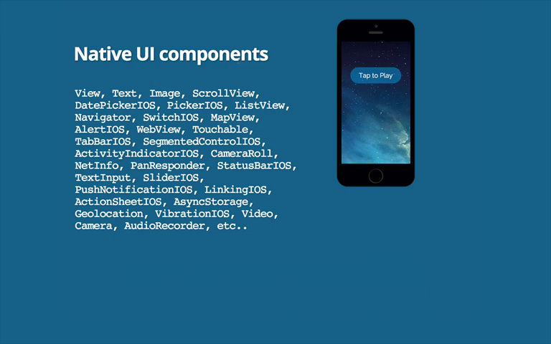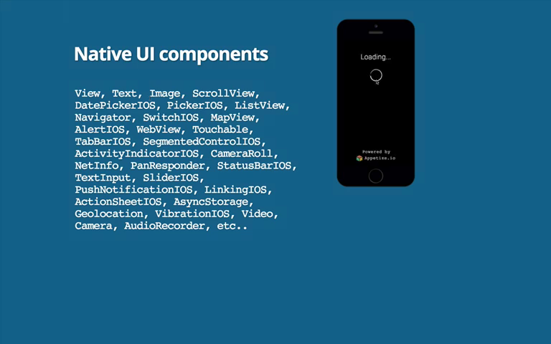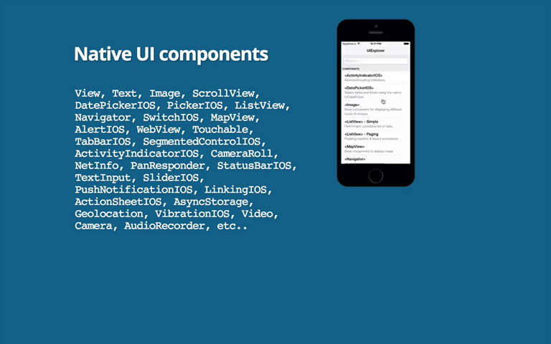Okay, so the native UI components that come with it, you get view, text, image, scroll view, date picker, picker, list view, navigator, switch. You can read it. Let's look at, so this is the UI Explorer app. If you clone the React Native repo and go into the examples directory in UI Explorer, you will see this app that you can run that basically just demos all the components. So we can look at the date picker here. You can scroll through and check out these various things in the date picker.